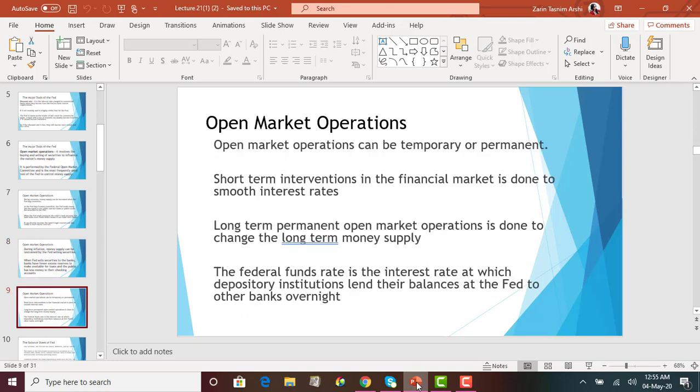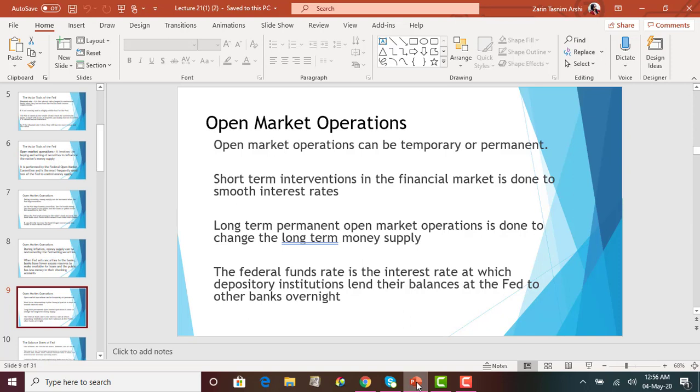So discount rate is somewhere in between, so they might do it, it depends. The effect is not too much or too gradual. It's somewhere in the middle. Okay, now open market operations, basically the Fed buying and selling the securities. This can happen in the short term or it can happen in the long run. If it's happening in the short run, the main focus is to smoothen the interest rate. If there are fluctuations in the interest rate, they want to smooth the interest rate by buying or selling securities. Or if the goal is long term, the main reason is to control the money supply.